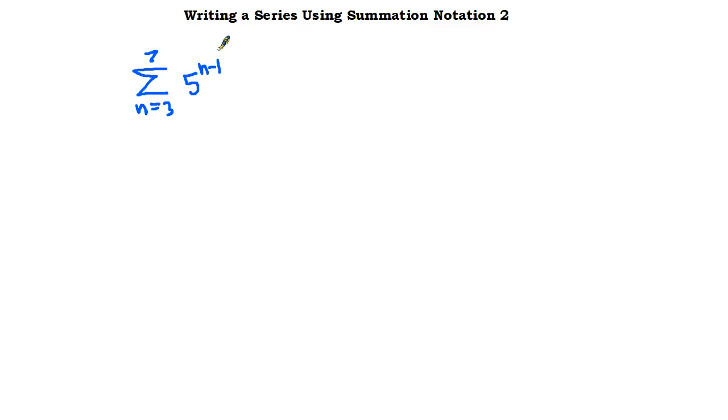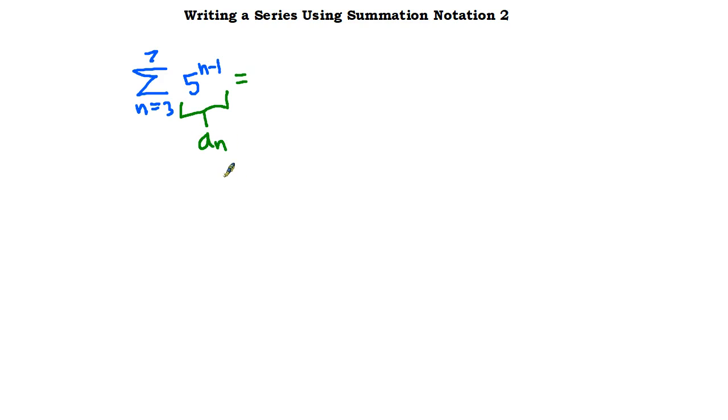In this video, I wanted to talk about some of the quirks of writing out a series using summation notation. In this case, here's our sigma, the big E, and our starting value for n, our index, is 3, and our ending value for n is going to be 7, and here's where we use n in the actual formula or rule for the nth term. And again, by the way, this is our nth term. It's a sub n, okay?